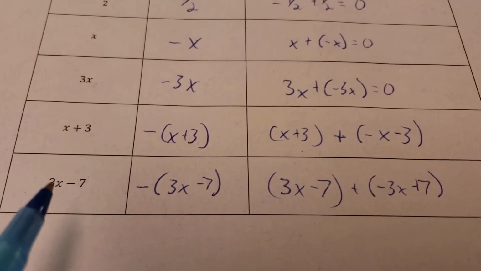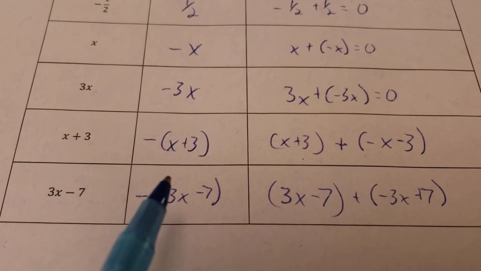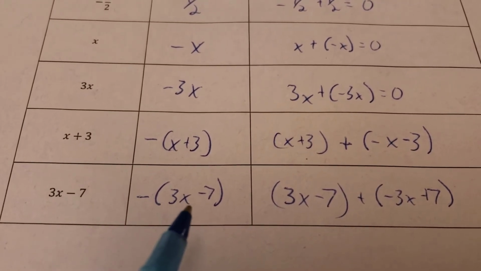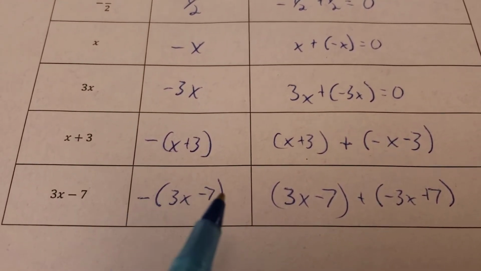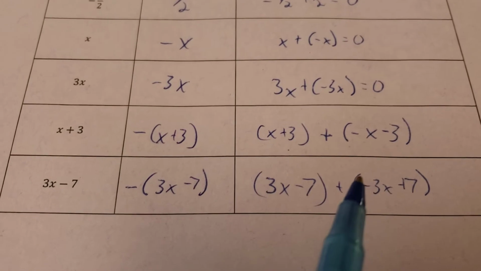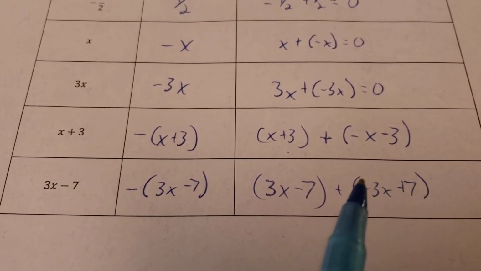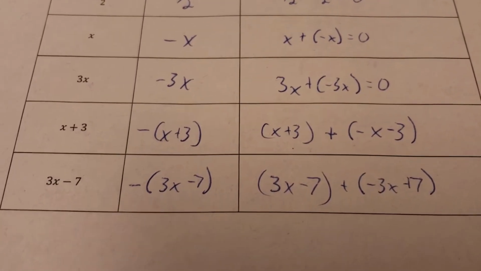And 3x minus 7, the opposite of that would be a negative of that grouping, which turns into negative 3x. Now the opposite of a negative 7 would be a plus 7. So notice how the opposite now would be a negative 3x and then a plus 7.